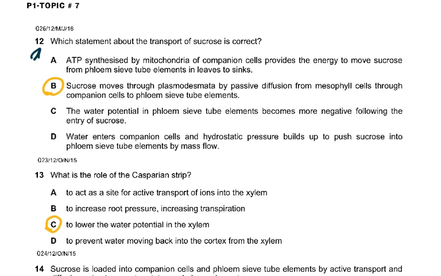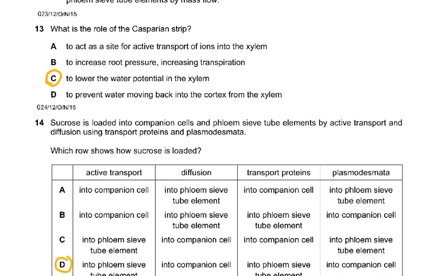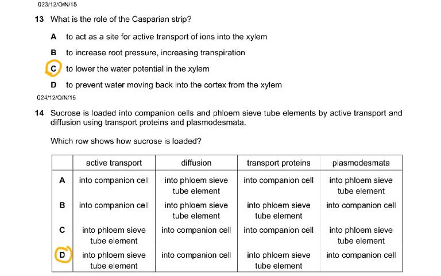The water potential in the phloem sieve tube element becomes more negative following the entry of sucrose. When water enters, the water will equalize that water potential. Water enters companion cells and hydrostatic pressure builds up to push sucrose into the phloem sieve. No, it is actually the companion cells by co-transport that sucrose enters, and then through the plasmodesmata it enters the sieve tube. Question 13, what is the role of the Casparian strip?